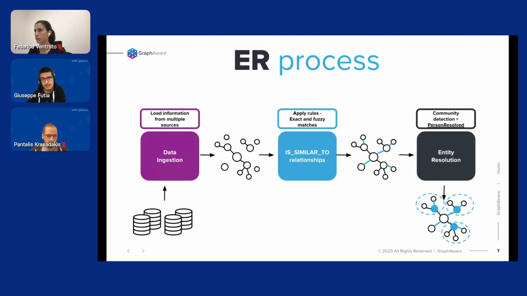So basically, the nodes in the graph represent entities in the real world, whose information can be distributed, for instance, among multiple records that can belong to multiple and different databases.